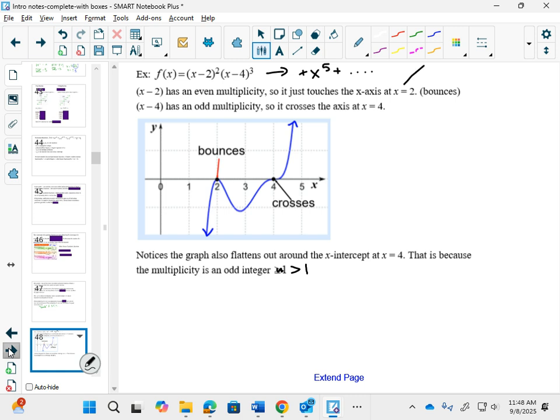A line with a positive slope starts down there, ends up there. Notice our graph started down here, ended up here. So when you have an odd function, they act like lines. Even functions act like parabolas. And that can tell you where the end behavior is.